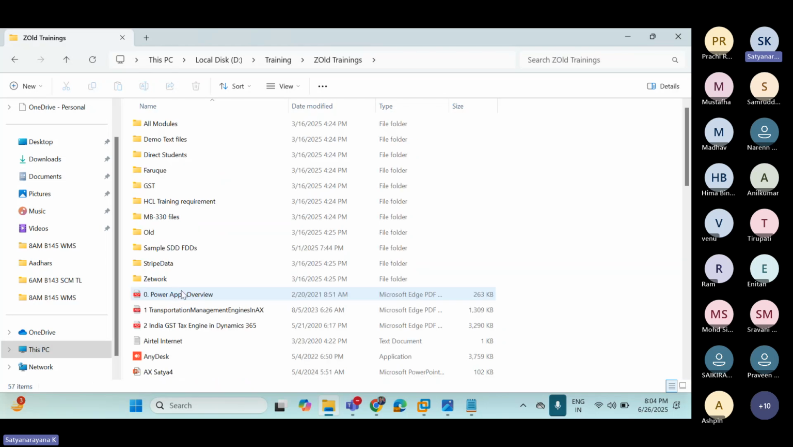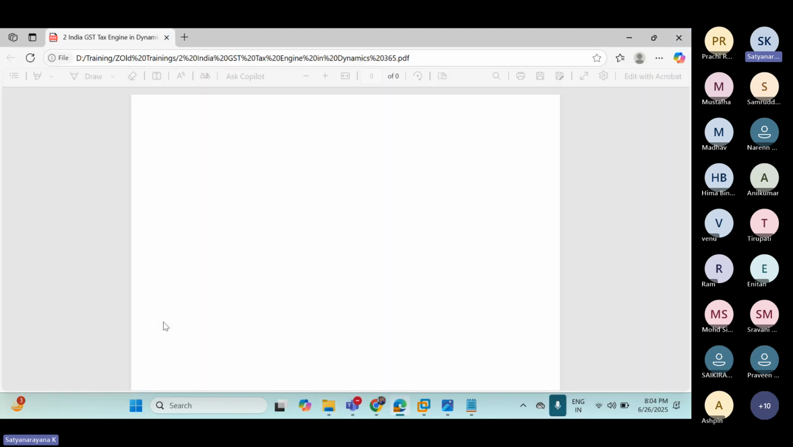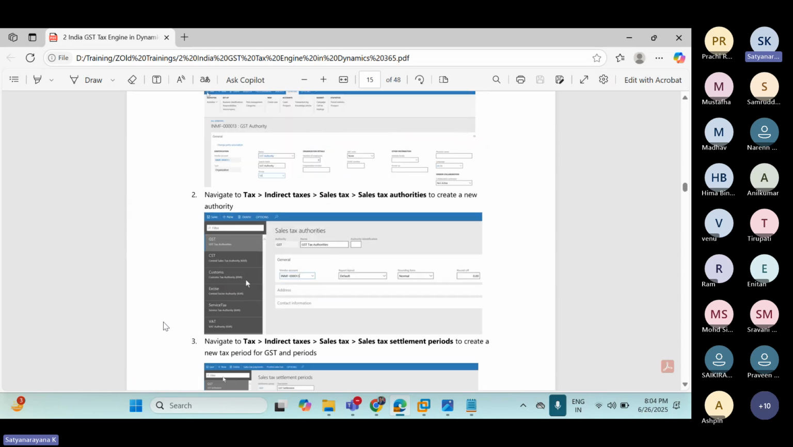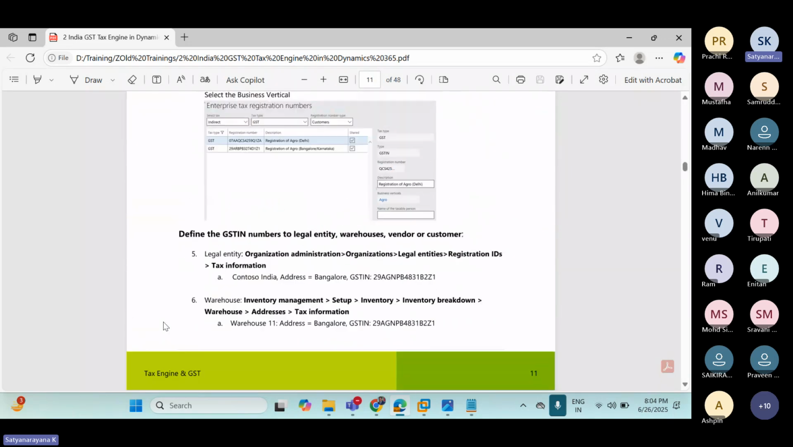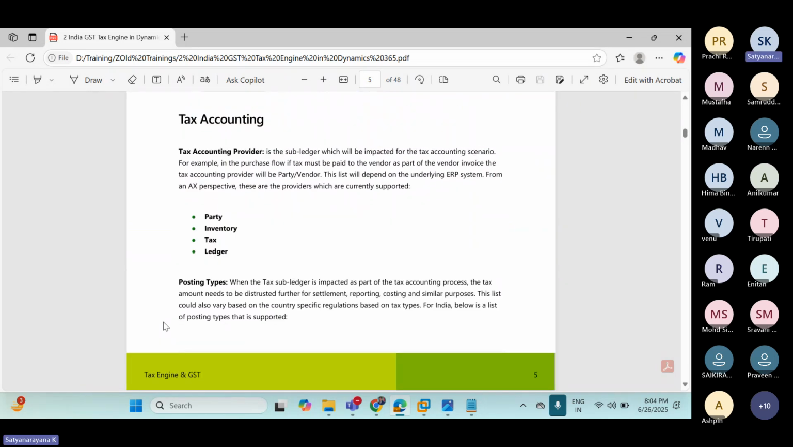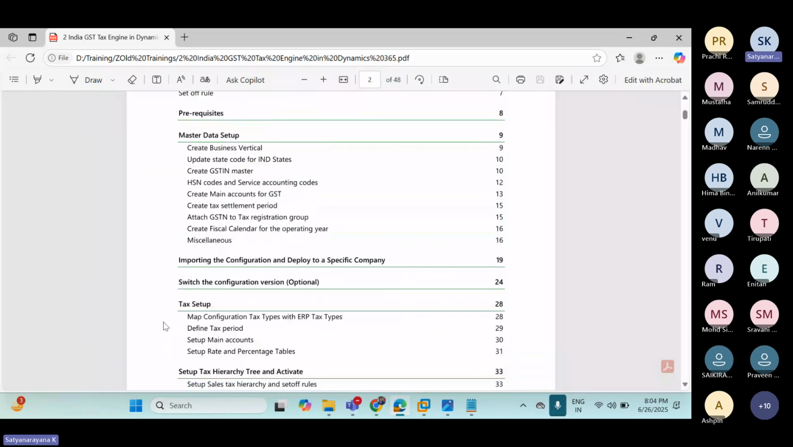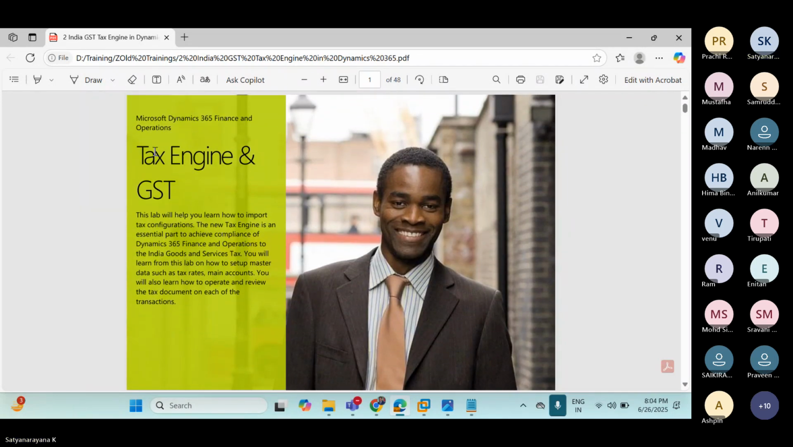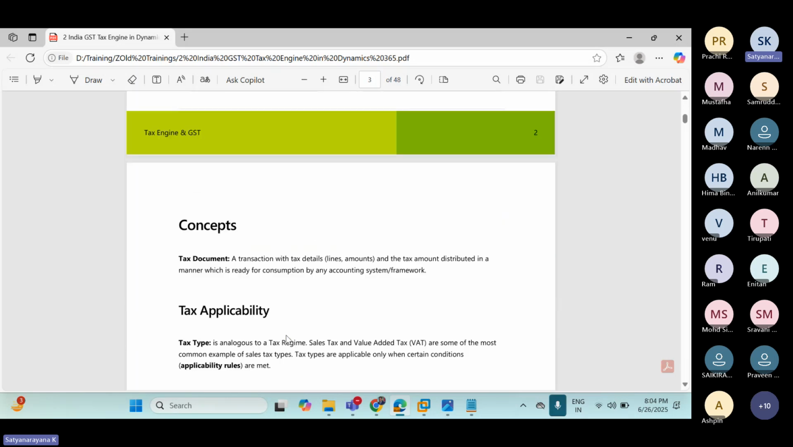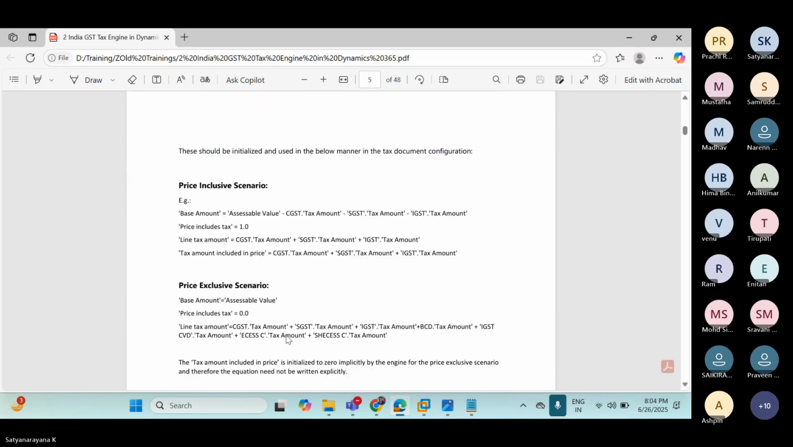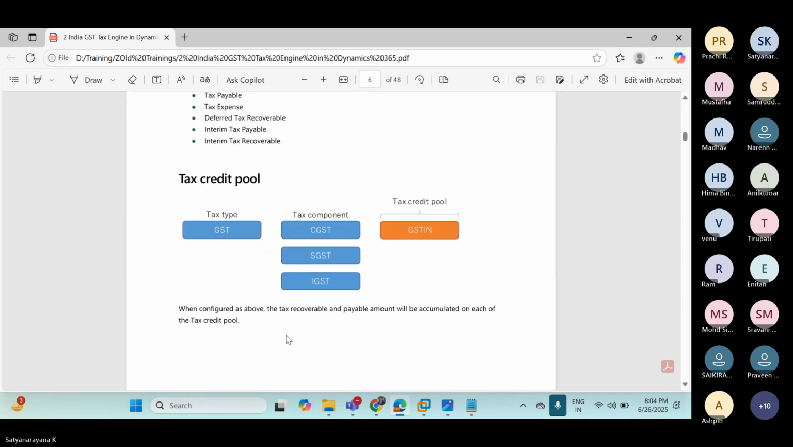I'm not going to teach you, but I will give you this document. This document will give you a clear step-by-step explanation. This is from a Microsoft white paper. This is not prepared by me. This is prepared by the Microsoft tax engine team. The step-by-step explanation is there. You can understand it easily, one step at a time, very clearly.